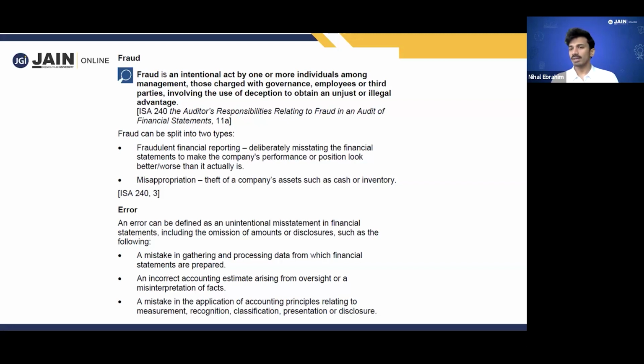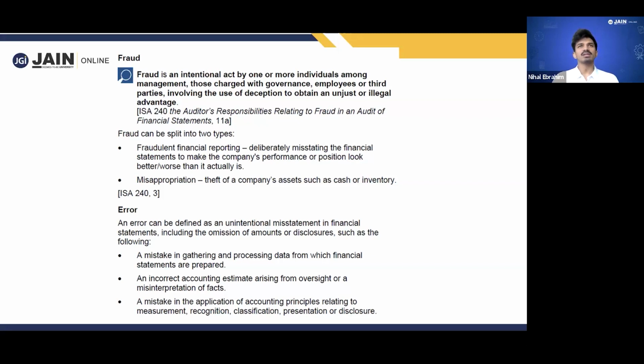Now we all know what an error is. An error is a mistake that's unintentional in nature. It was not done deliberately, right? And we know various places where errors can happen inside the financial statements. It can happen when data is being transferred from one place to another. For example, if data is being transferred from the general ledger to the financial statement preparation process, a mistake might happen in between the transfer, and this will lead to a misstatement inside the financial statements. Or an incorrect accounting estimate prepared by the management.